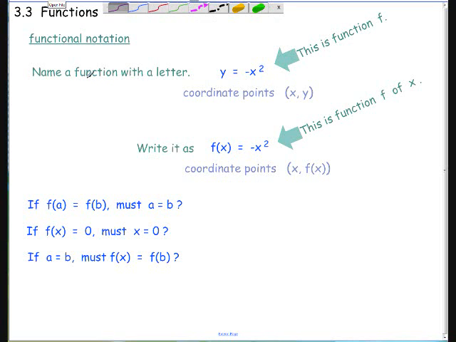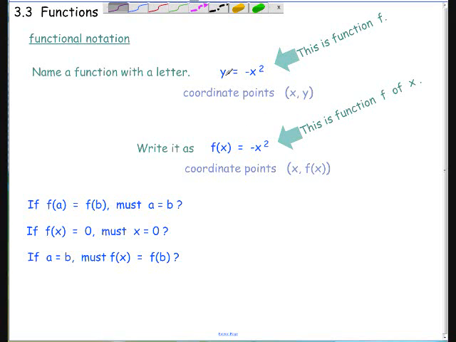Functional notation. We name a function with a letter. We talked about this right at the beginning of this section. We're going to call this function f. Its coordinate points are x, its domain, and y, its range. Or you could think about it this way: the input, the output, the abscissa, the ordinate. No? Okay, I'll forget those.